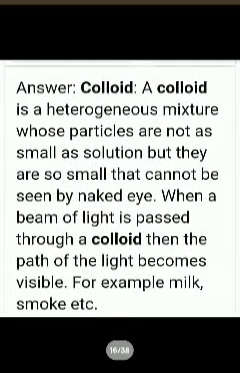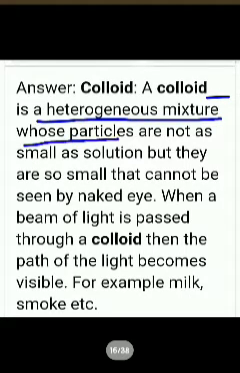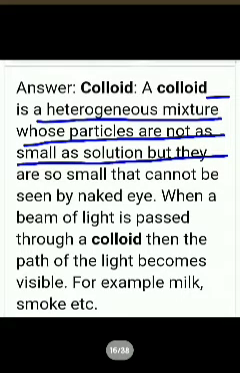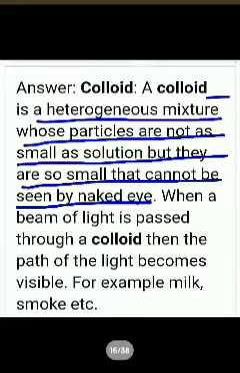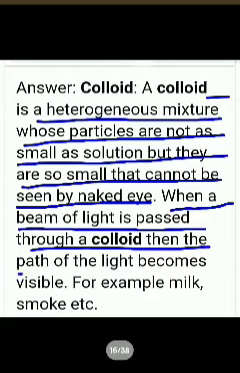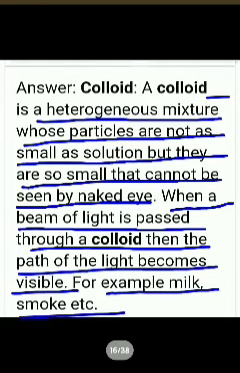The next point is colloid. A colloid is a heterogeneous mixture whose particles are not as small as in a solution, but they are so small that they cannot be seen by naked eyes. Already discussed. When a beam of light is passed through a colloid, the path of the light becomes visible, for example, milk, smoke, etc.